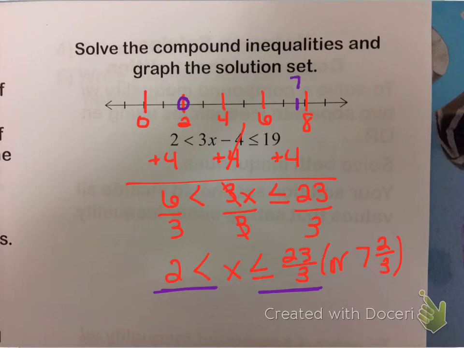And so I'm going to write that 7 2/3. And I put a solid dot there. And because x has to be in between those things, I shade everything in between. Right there, like that. And there's my solution set.